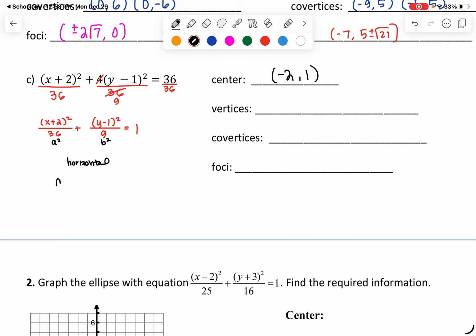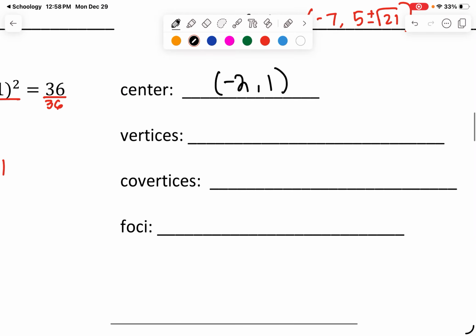My a value is 6. So I'm going to go left 6 and right 6 because it's horizontal. So left 6 is -8, 1. Right 6 is 4, 1.